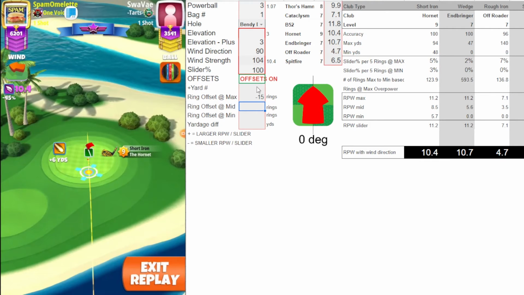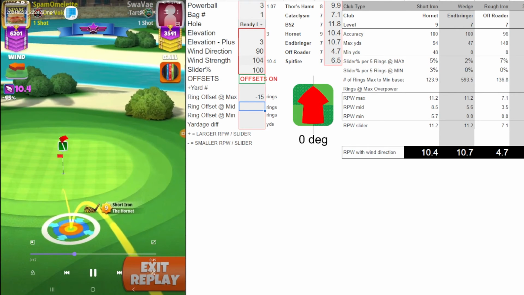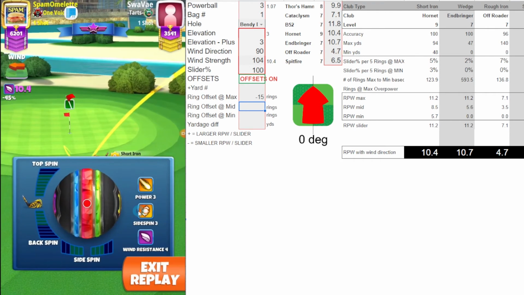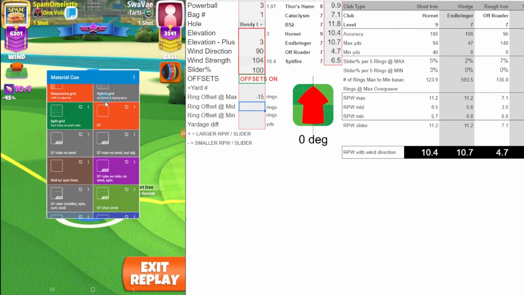All it really does, every one of these entries simply offsets or adjusts the slider percentage by the amount of ring movement from max, the amount a ring would move at min or mid, and also yardage difference. That's pretty much how I did it. In the actual shot, I just entered my number. I didn't even measure or pull back. I just set up right at the rough, set to the pin, and used my 10.4 ring pull.